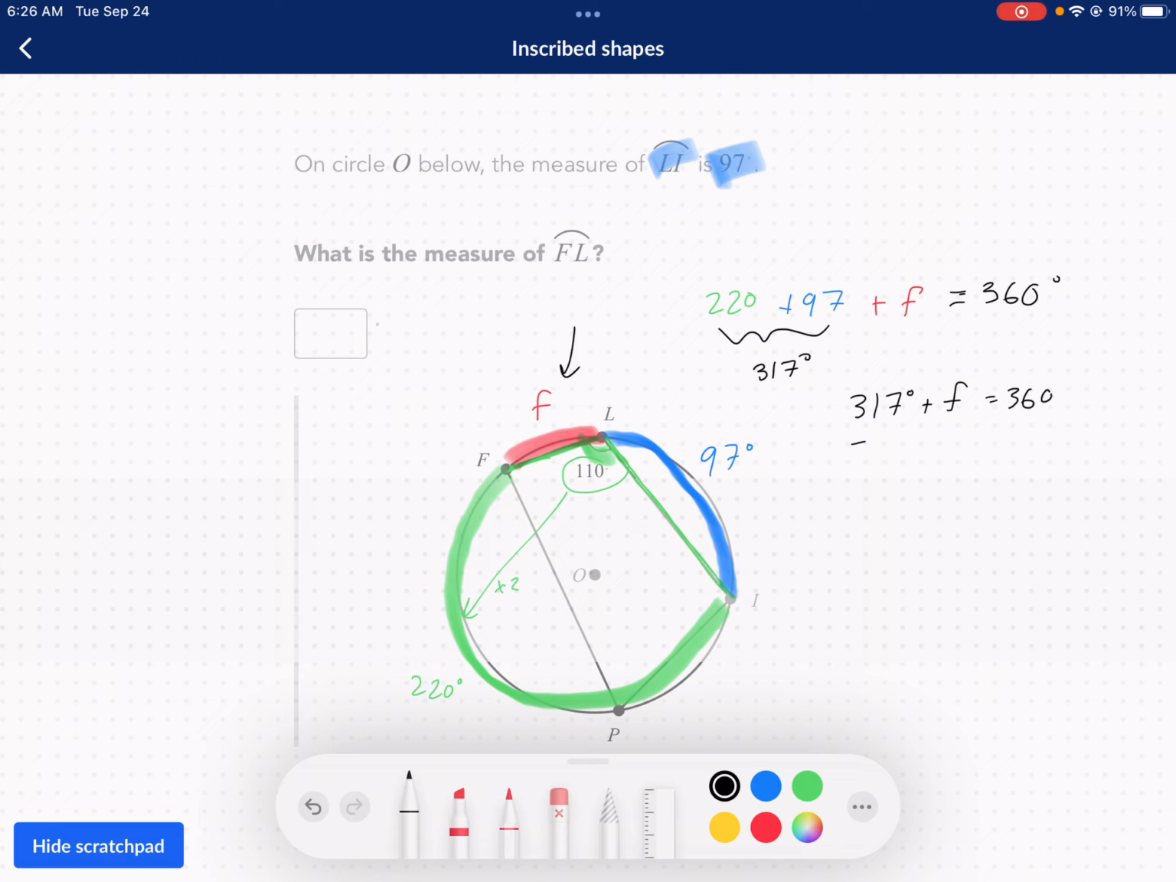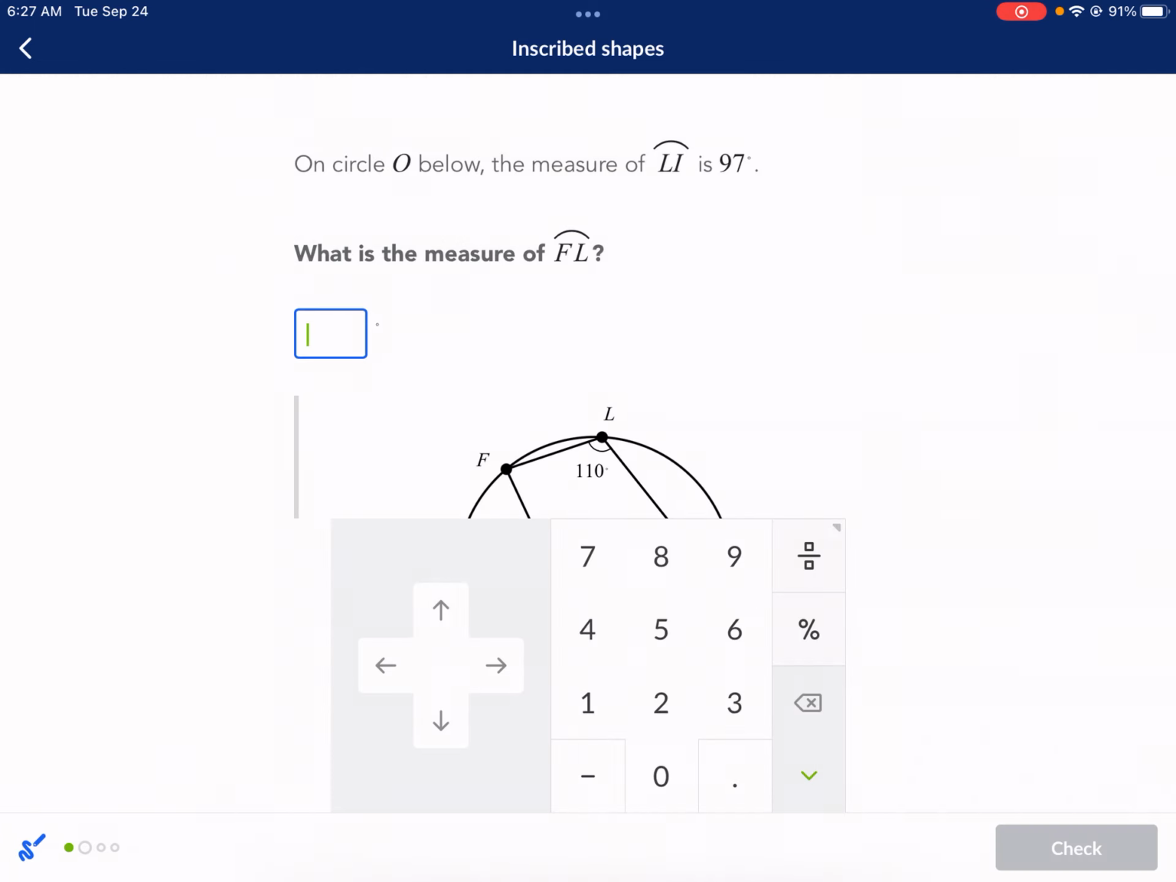I'm going to subtract that now, 317. So I know that F, the measure of F, is going to be, what is that, 43 degrees? Okay, so F is 43 degrees. And I'm done. Now, we don't need to divide by 2 because there's not an angle that's inscribed here that we have to find. So we're just going to type in 43 and that's it. It's just asking for the measure of the arc.